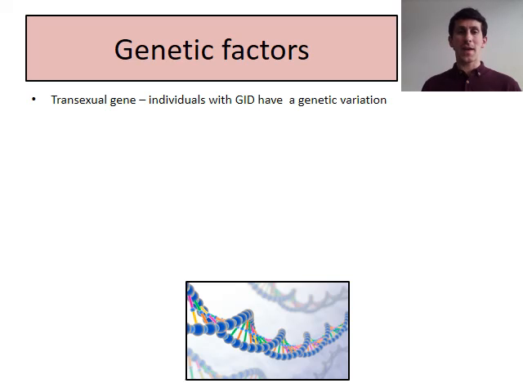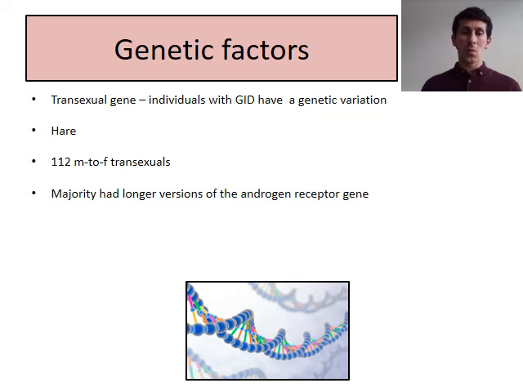We've also got genetic factors, and it has been suggested that there is a transsexual gene, that there is one gene that we have that causes people to develop gender identity disorder, and it's a genetic variation in this gene that causes it. And Hare came up with this theory and conducted a study on it to try and show the influence of this particular gene. He had 112 male to female transsexuals, and what he did was he analysed their genetics.